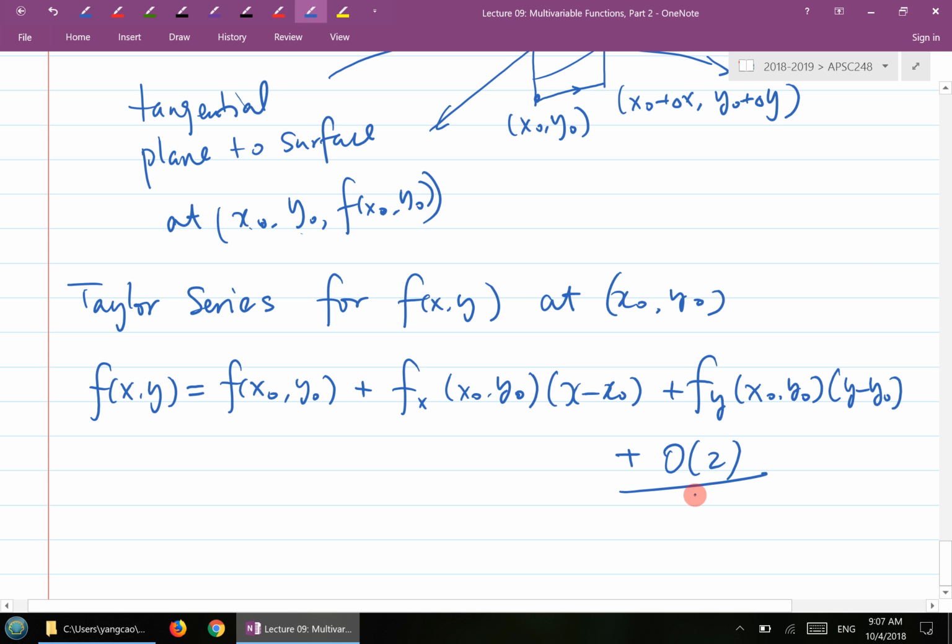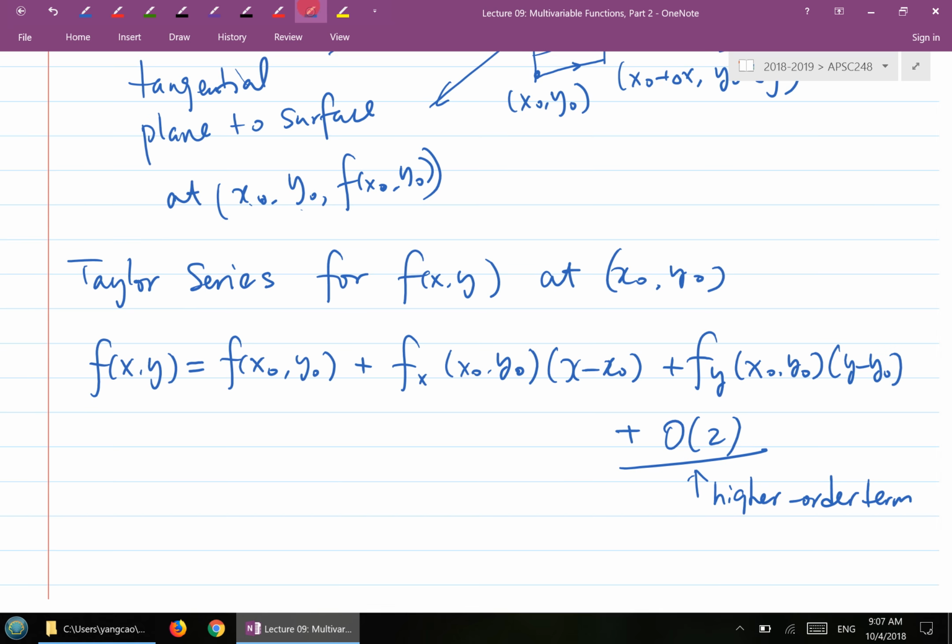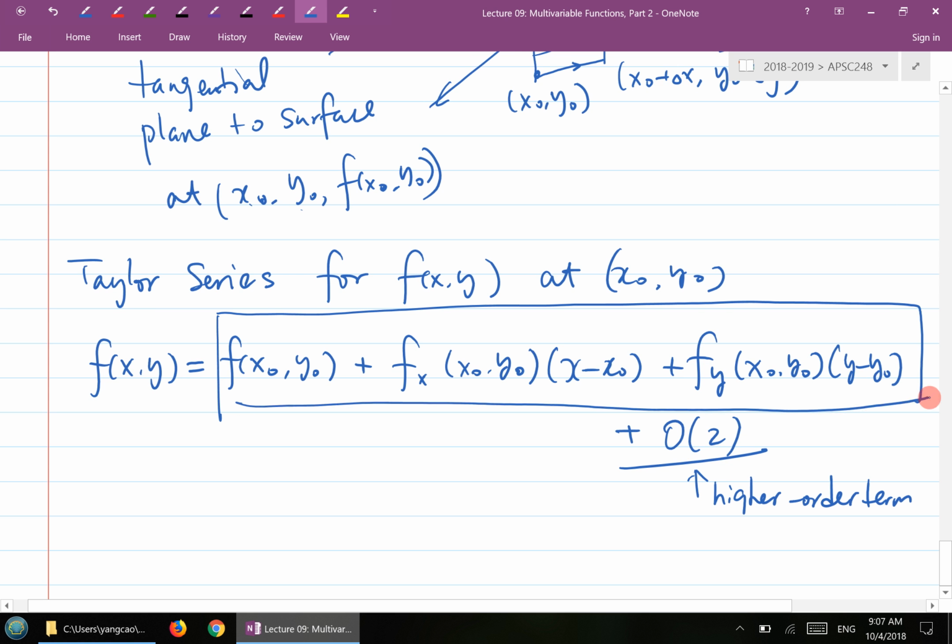So this symbol here basically means higher order term. Okay, this is higher order term. So what do we mean by approximation? Basically, we neglect all the higher order terms. Then we only keep the first three terms here. Okay, only keep this portion. So these three terms can be used as an approximation for the f here.